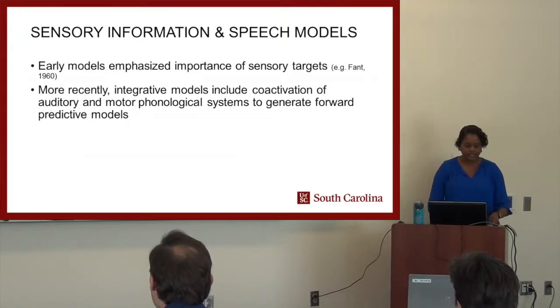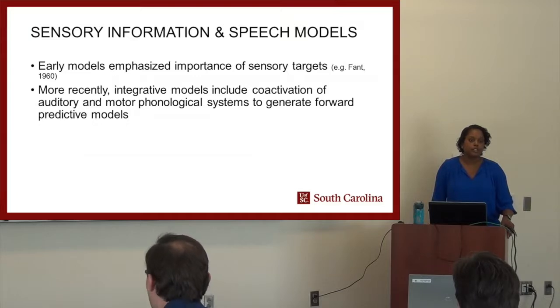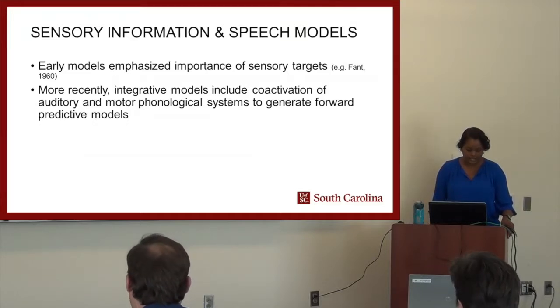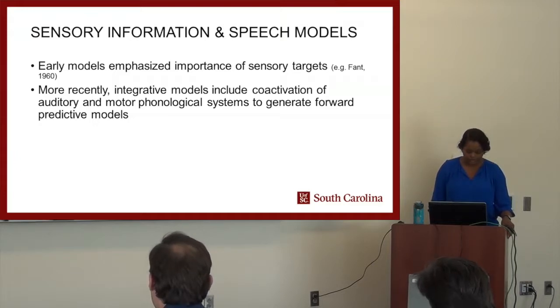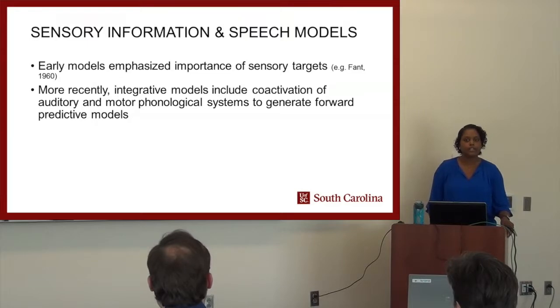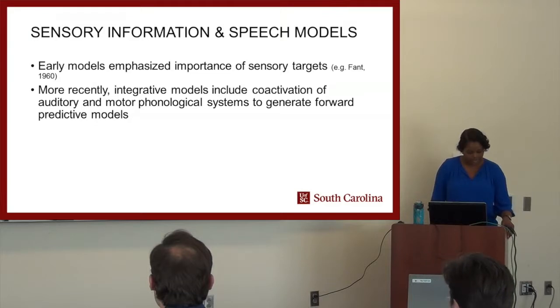So in terms of the speech models, sensory information has been included in speech models since the 60s, and more recently, integrative models have argued that auditory and motor phonological systems co-activate to generate a forward predictive model. These models make predictions about the anticipated movements of the articulators, as well as the expected sensory consequences of those movements. So any deviations from this internal model are flagged as an error and corrected.